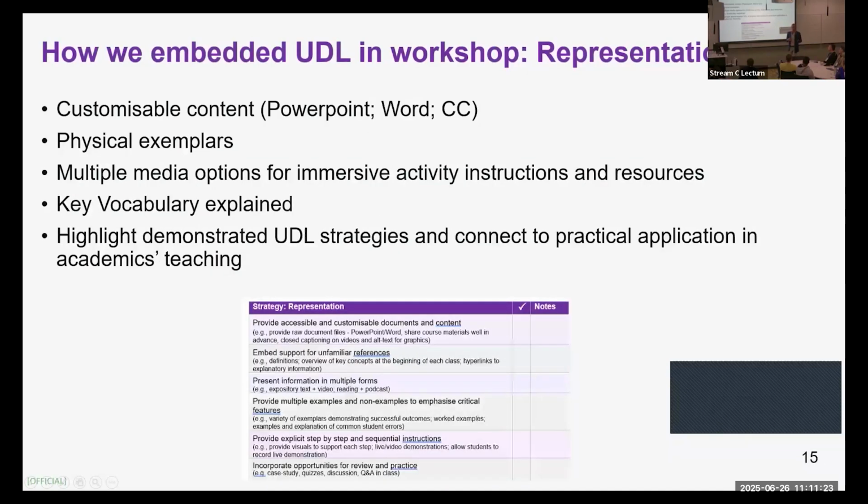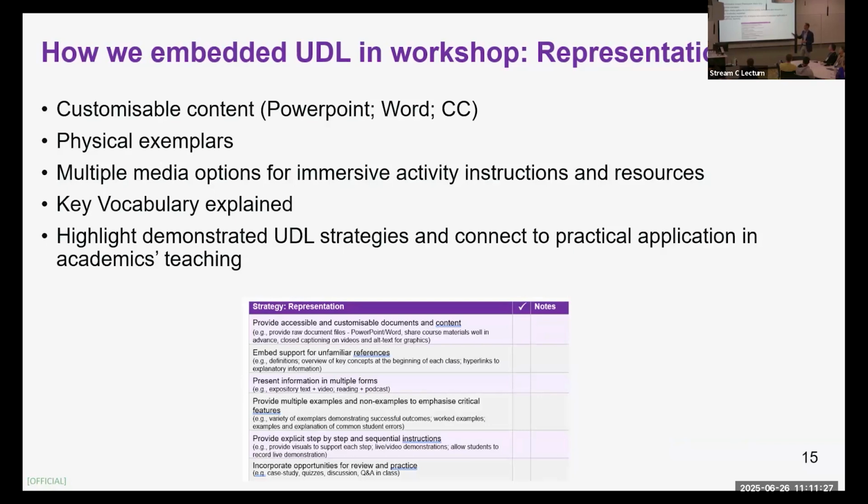We also like to model representation to the academics. So first of all, we have all customizable content. So we just supply them with PowerPoints. We don't really supply any PDFs. They use Word, they have closed captions, so they can just use different formats. We also discussed that with them, and a lot of academics at Murdoch also started supplying just the raw material. So that's great. It really worked to demonstrate that.